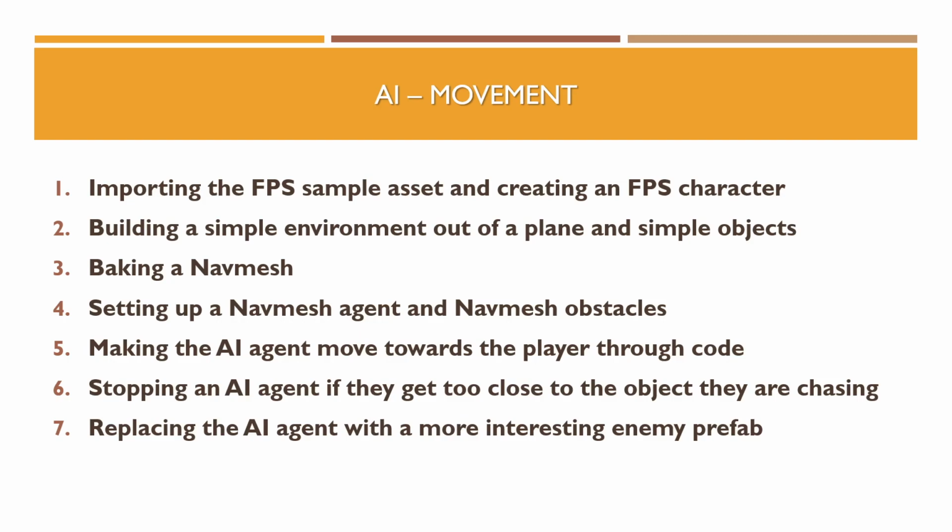So the steps of this project: we're going to be importing the FPS sample asset and creating the FPS character, building a simple environment out of plain and simple objects, baking a Navmesh, setting up a Navmesh agent and a Navmesh obstacle system, making the AI agent move towards the player through code, stopping an AI agent if they get too close to the object, and then replacing the AI agent with a more interesting enemy. That's what we're going to be doing over the next half hour or so.